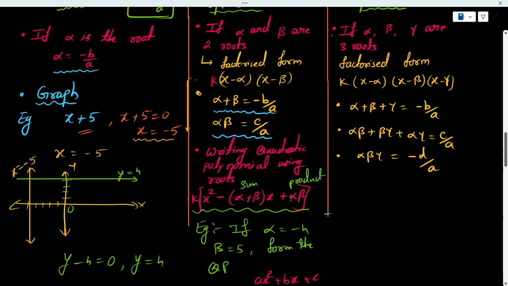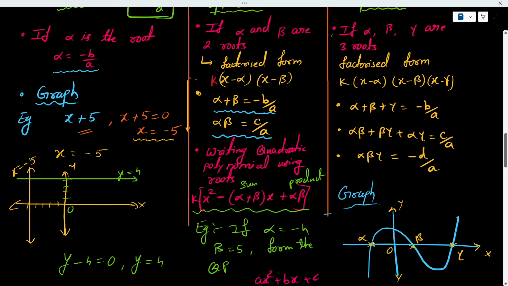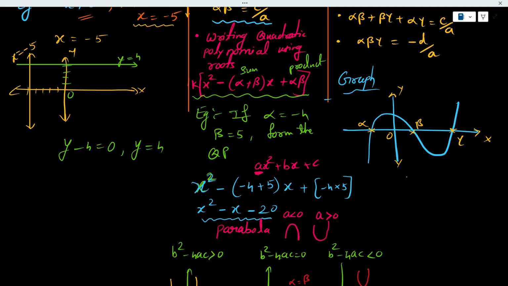Right? Now what is the graph here? Because there can be at most three roots, if you see the graph, your graph can cut the x-axis. Wherever the graph cuts the x-axis, that's called a solution. These are the solutions alpha, beta, gamma. So there can be at most three solutions, right? You can get this kind of graph also for this, which means there is only one solution.